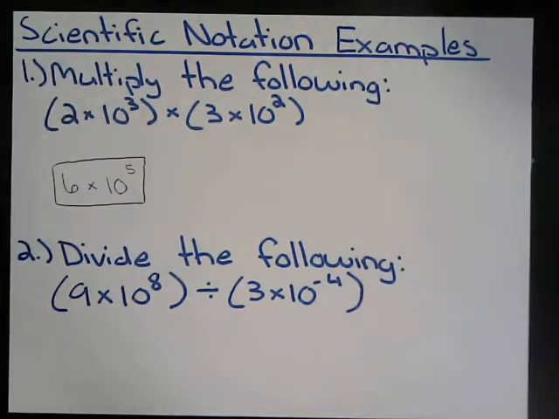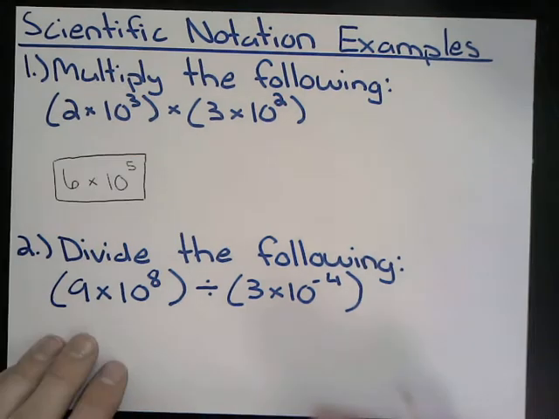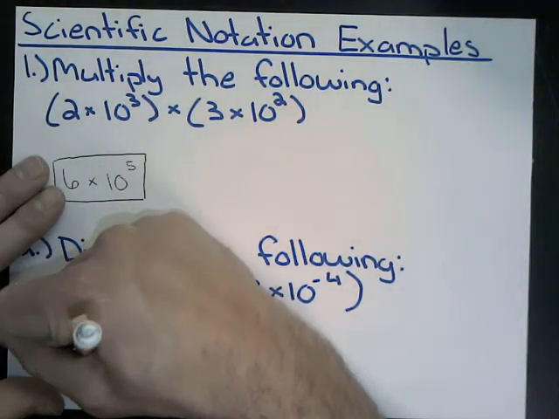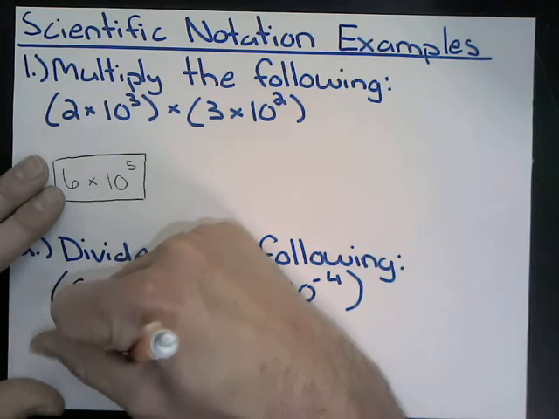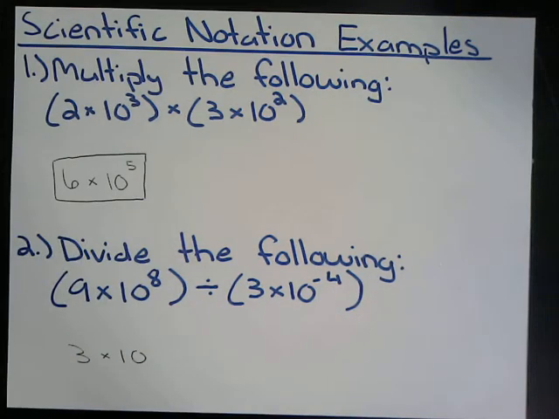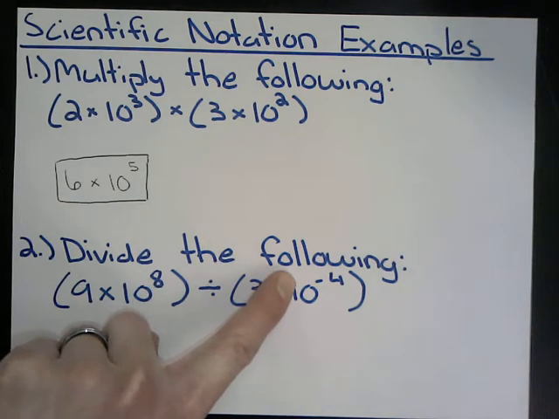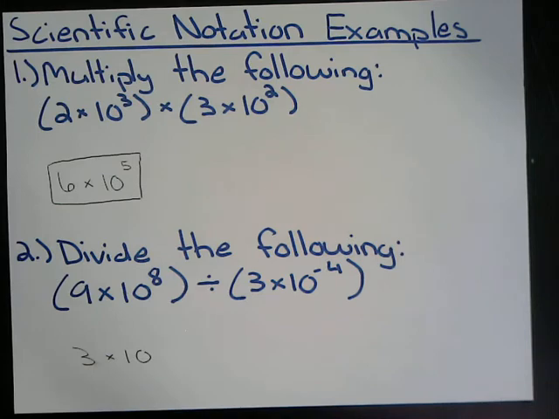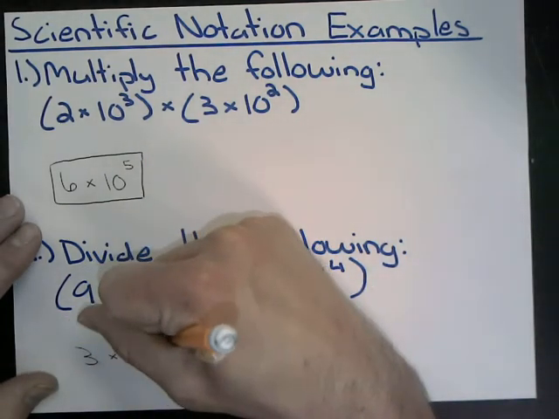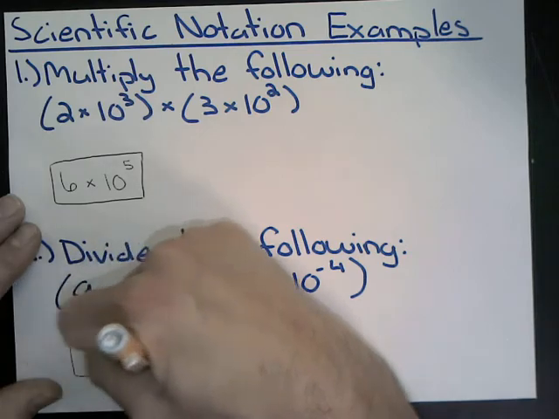So it says divide the following. We have 9 times 10 to the 8th divided by 3 times 10 to the negative 4th. So our rule for division says divide the coefficients. So 9 divided by 3 is 3 times 10. And the rule says this: subtract the exponent of the divisor from the exponent of the dividend. So that means we're going to take 8 minus negative 4. So 8 minus negative 4 is 12. Okay, so again, that is our answer.